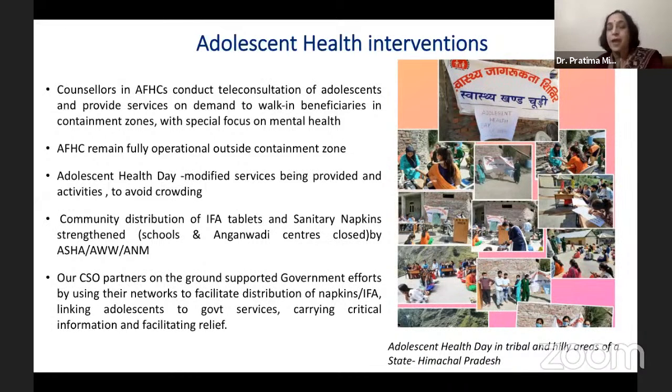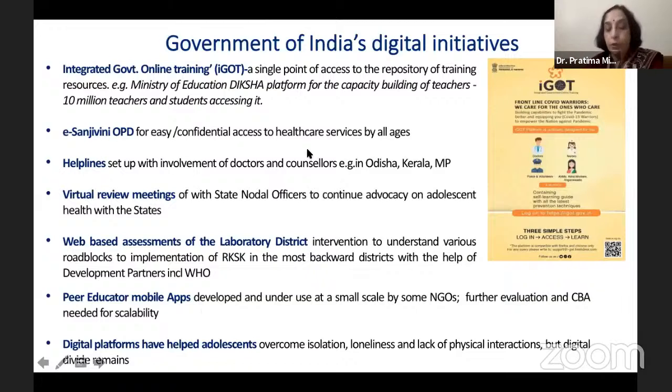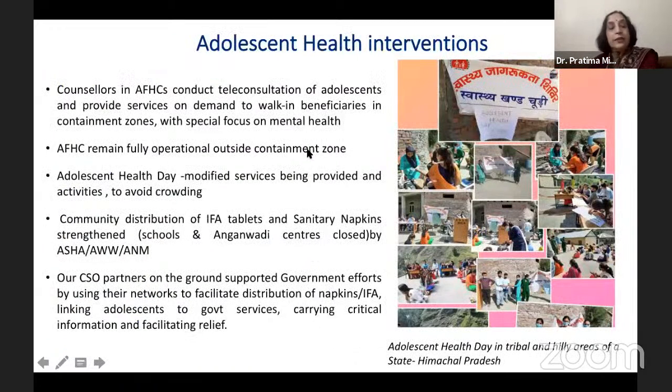And many of the counselors have said that a large number of adolescents and youths are coming with mental health problems. AFHCs have to remain fully operational outside the containment zone, and Adolescent Health Day is being celebrated. You can see here in a difficult Himachal area, this is the picture where Adolescent Health Day is being celebrated, but of course with social distancing, and they are telling them how to wash hands and how to wear a mask. All these things have been taught in those adolescent health programs.